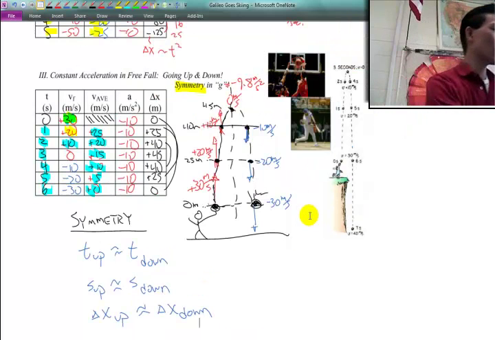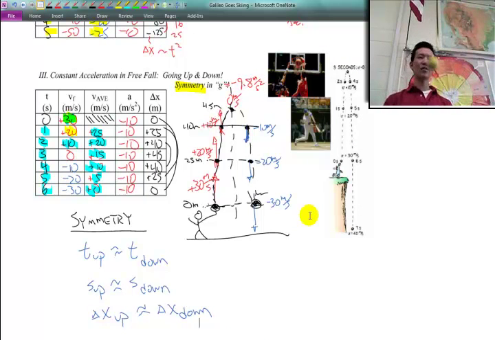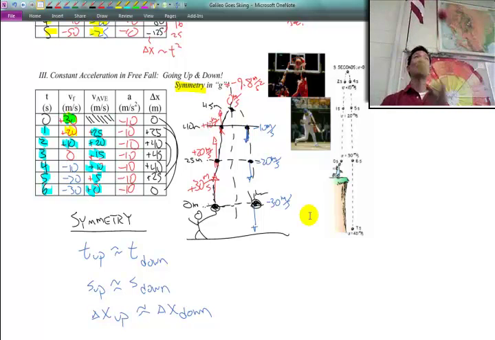So in other words, we got a couple patterns here. If it takes 1 second for the balls to go up, how long for them to come back down? 1 second. If it takes 2 seconds to go up, how long to come back down? 2 seconds. 3 seconds, how long to come back down? 3 seconds. You see that? So symmetry.